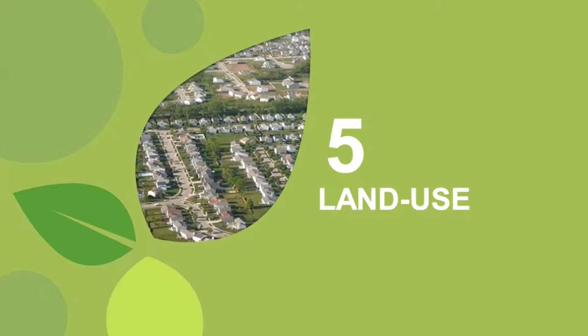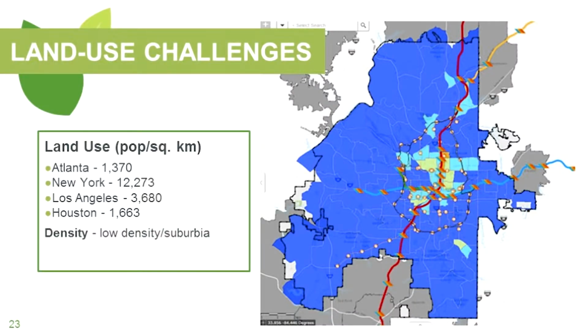So for land use, Atlanta also has a very low population density. This map shows the population density being very low. The purple is the lowest possible population density, and even in the downtown area, it's not that high. So we're trying to fix this. And compared to other major cities in the United States, it's very low.